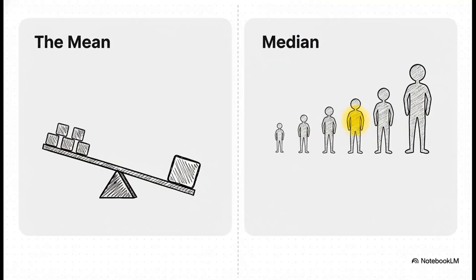So let's talk about the average. Most people immediately think of the mean. You just add everything up, divide by how many there are, easy. But, and this is a huge but, there's another player in the game, the median. That's the number that's physically in the middle if you line them all up. And this difference is crucial, because sometimes the mean is a complete liar.